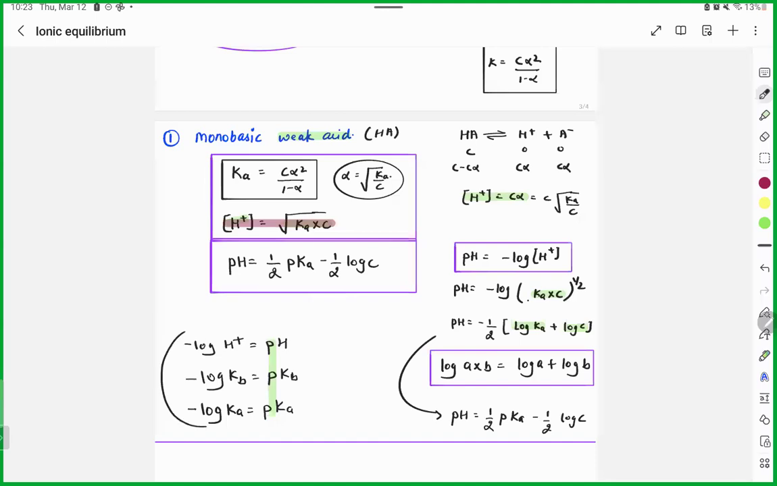Any doubt? No, sir. So through this you got the general formula: pH is equal to 1 by 2 pKa minus 1 by 2 log C. Any doubt? No doubt, sir. I'm almost done writing.